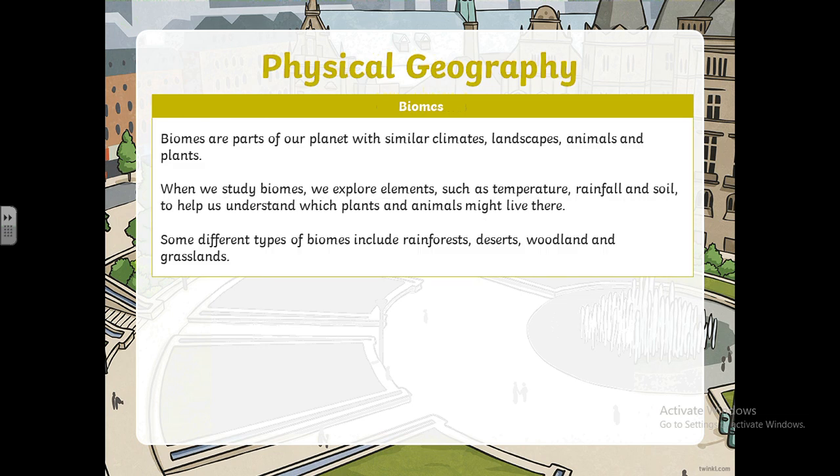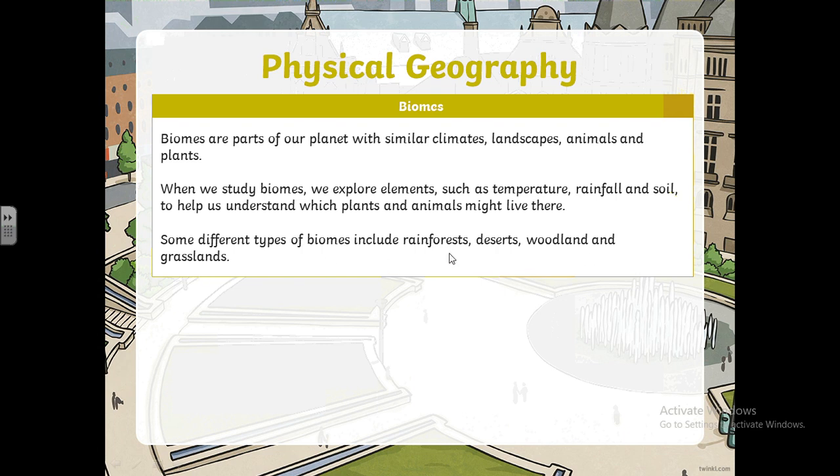Another form of physical geography are biomes. They're parts of our planet with similar climates, landscapes, animals, and plants. When we study biomes, we explore elements such as temperature, rainfall, and soil to help us understand which plants and animals might live there. Some different types of biomes include rainforests, deserts, woodland, and grasslands.